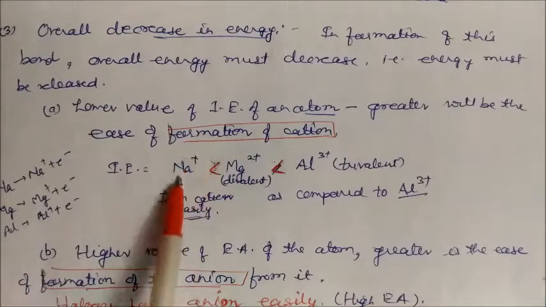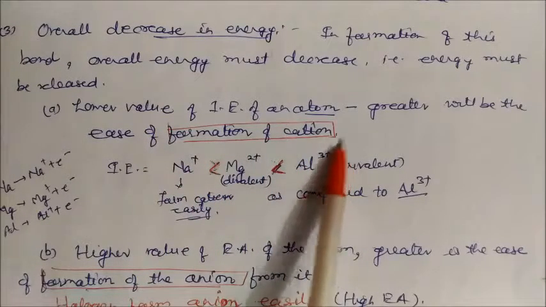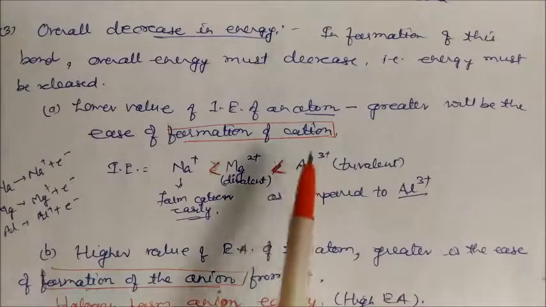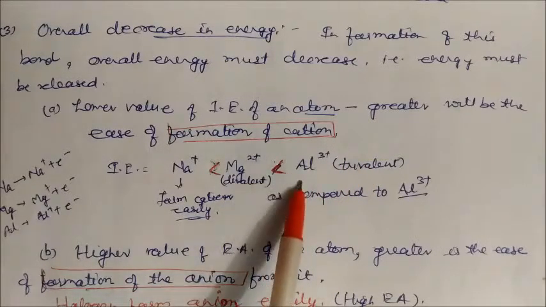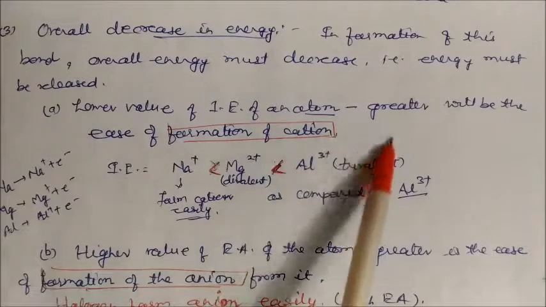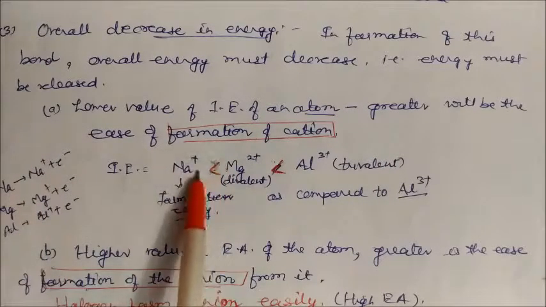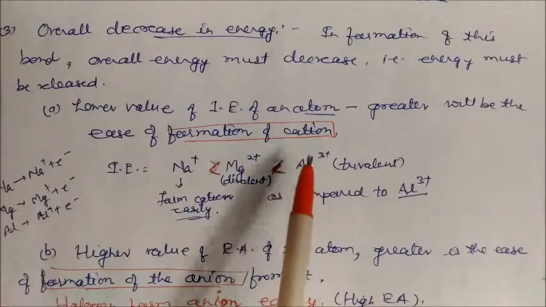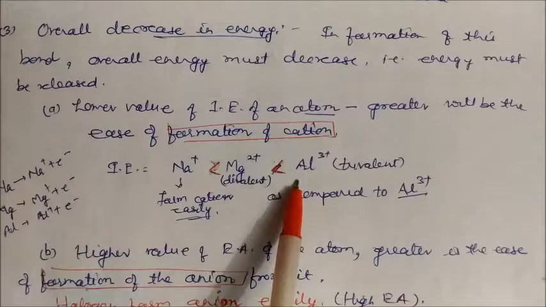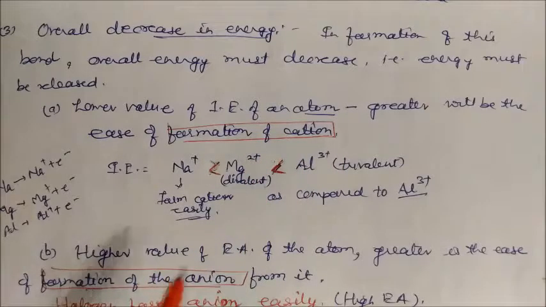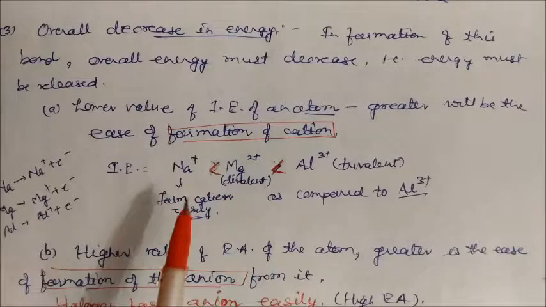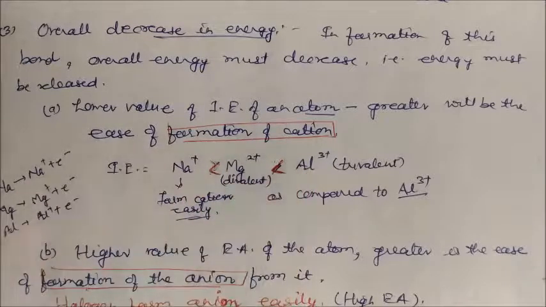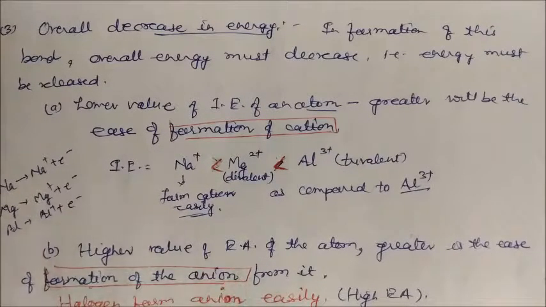So sodium will form an ionic compound easily, while the ionic compound formed by aluminum is difficult because it has to release 3 electrons. Even releasing 1 electron is difficult compared to sodium. By releasing 1 electron, sodium attains the inert gas configuration, while aluminum attains the inert gas configuration only if it releases 3 electrons. So the chance of formation of an ionic compound is very high in the case of sodium as compared to aluminum.